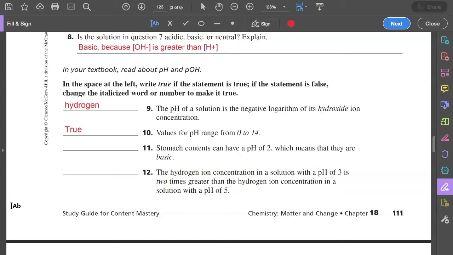Stomach contents have a pH of 2, which means they are basic. No, that means they are acidic. Remember, acidic is the range from 0 to 7.